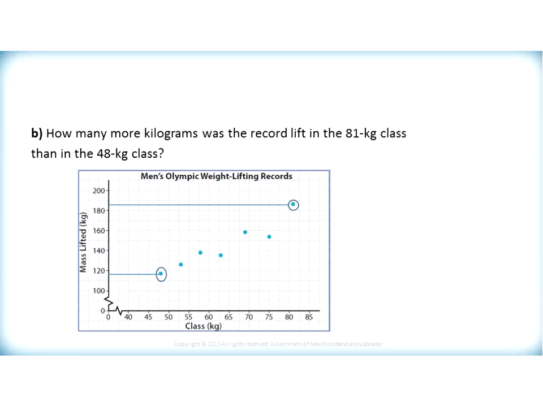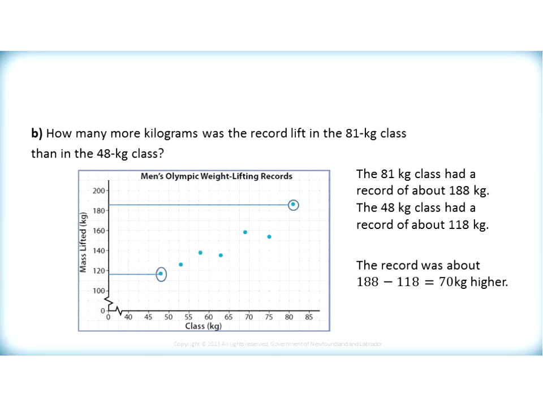So my 48 kilogram class is at about 118 kilograms, and my 81 kilogram class, the record lift is about 188 kilograms. So the record was 188 minus 118, or approximately 70 kilograms higher. So a person who has a maximum weight of 81 kilograms has been able to lift 70 kilograms more for the record than someone with a maximum mass of 48 kilograms.